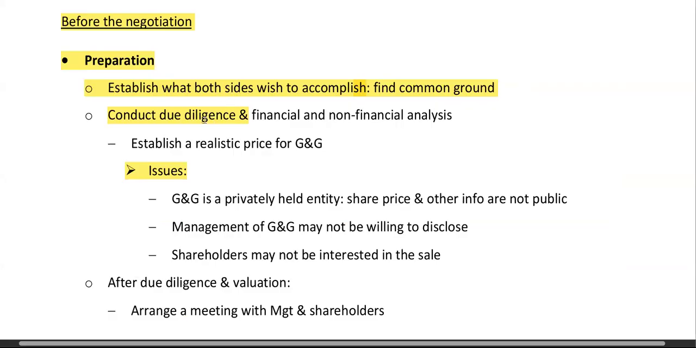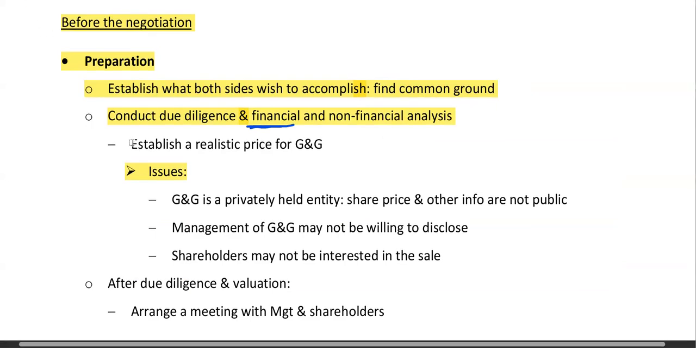So let's do our due diligence and let's do a financial and non-financial analysis. Now we will have a problem here with regard to the financial analysis. I will outline it shortly. But why we do this is because we need to establish a realistic price for G&G, a price that the two owners would be willing to accept to transfer their ownership to us. So this is the approach with regard to preparation, but we have some issues in this approach.